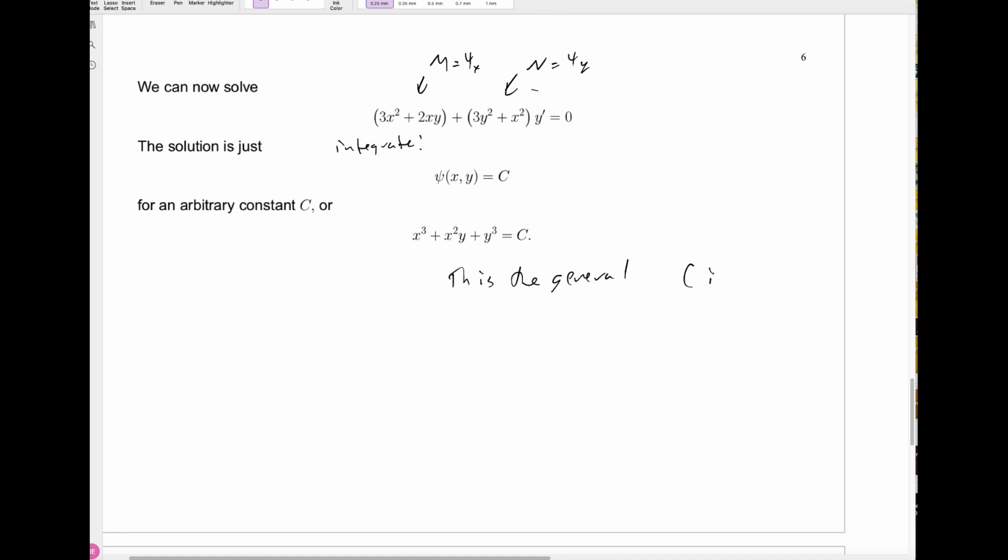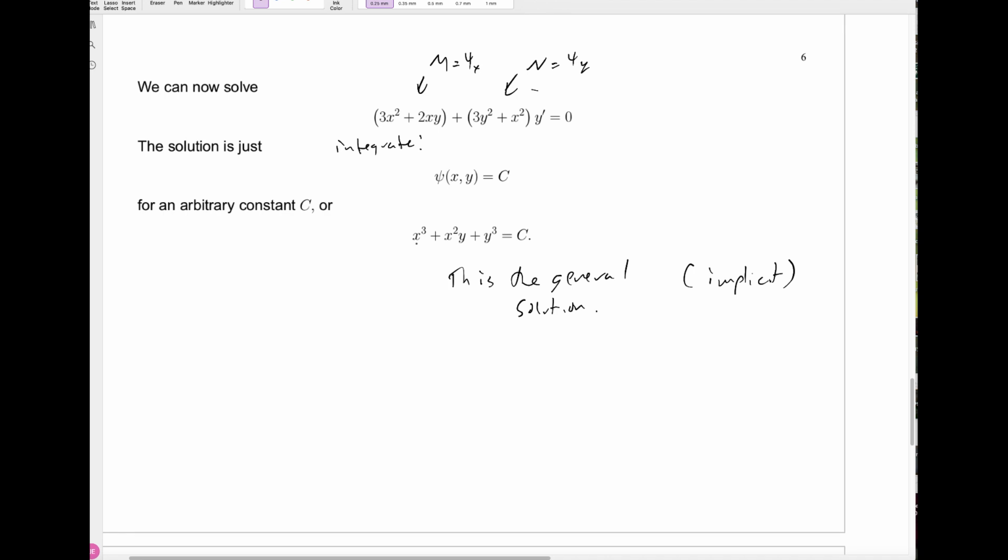though implicit, solution to the differential equation. And as always, you should check your work really carefully, which basically means nothing more than use implicit differentiation here on both sides.